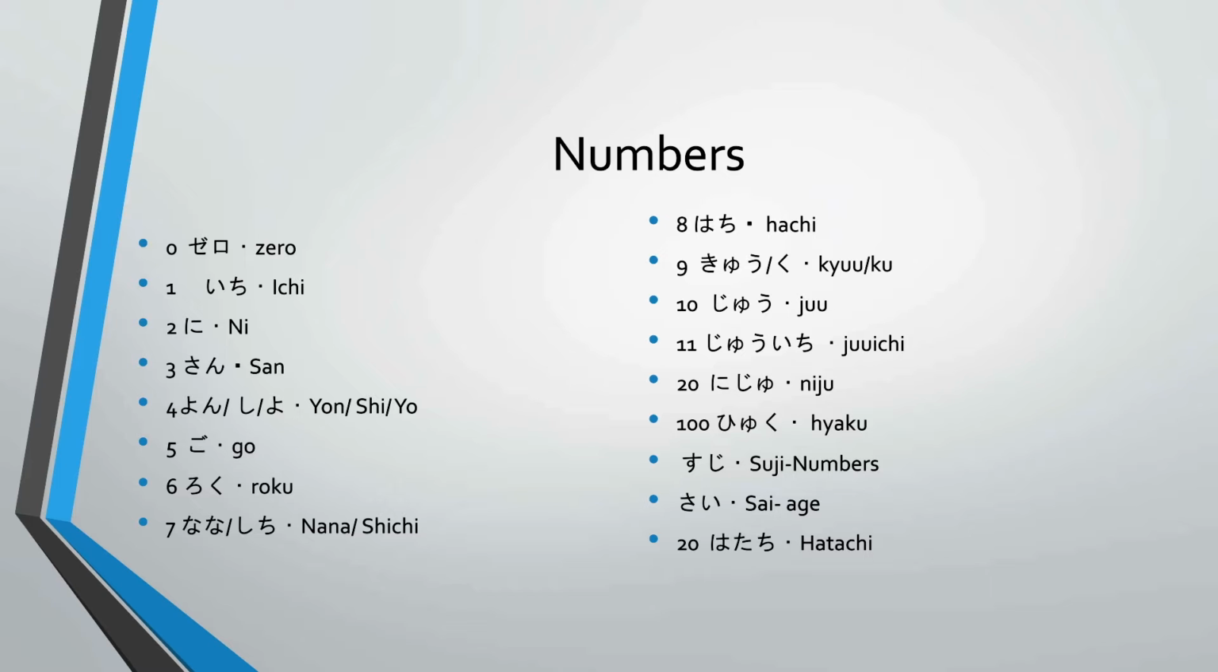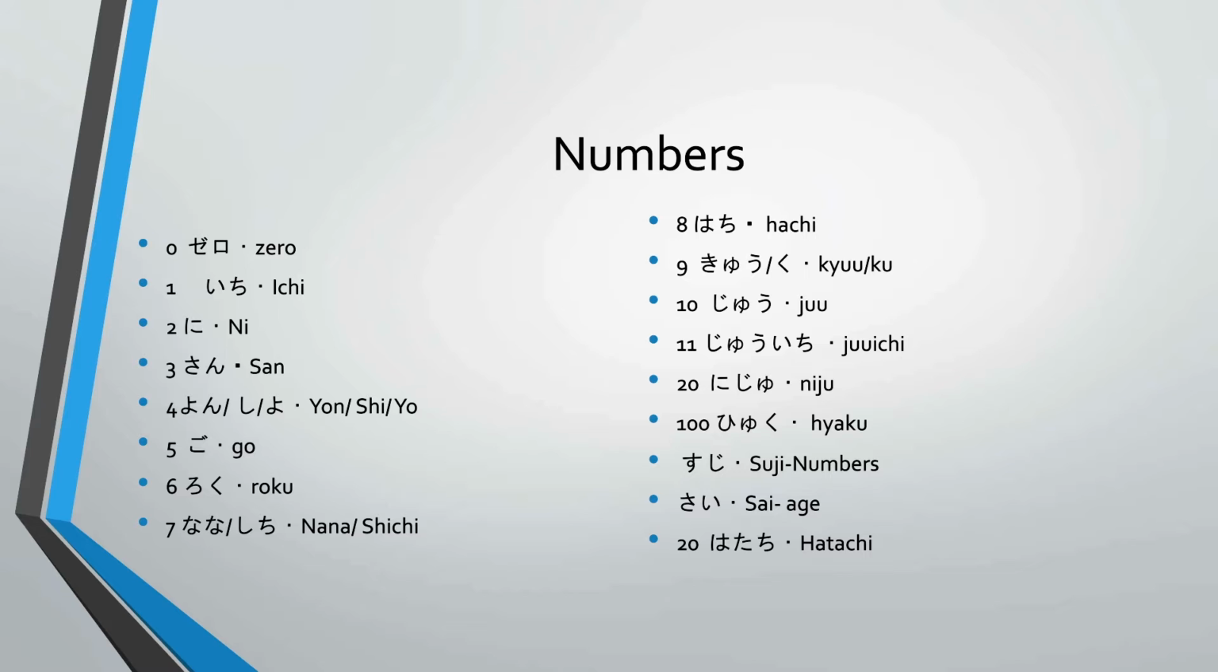How to say the word numbers is suji. And at the bottom there is sai for age. And at the very bottom, I'll explain that in a second. So you notice I only have 10 and 11, and then I skip to 20. So with the number 10, it is just ju, but as you notice with number 11, it's juichi, 10, 1. It goes the same with 12, which is ju ni.